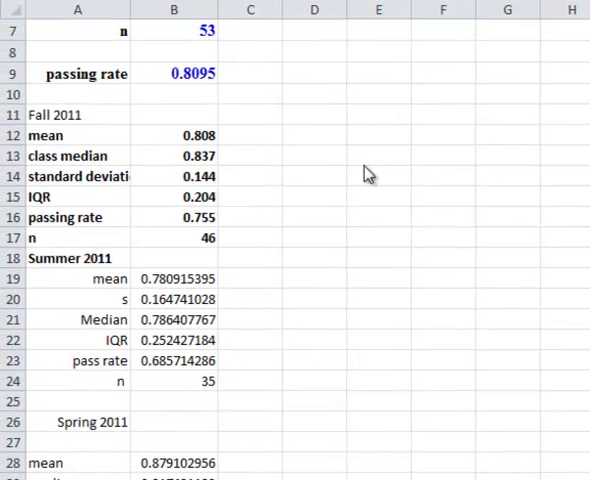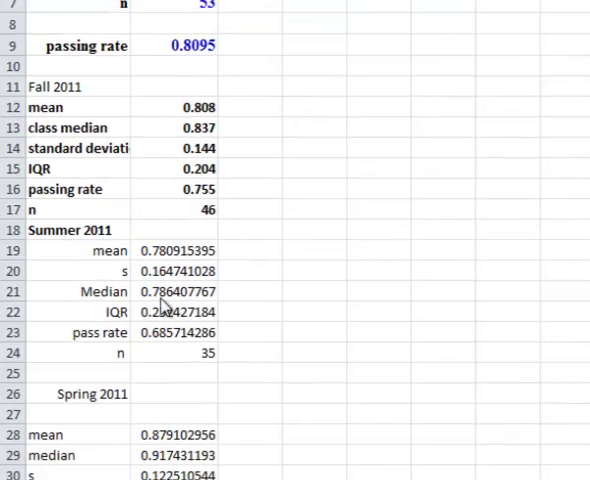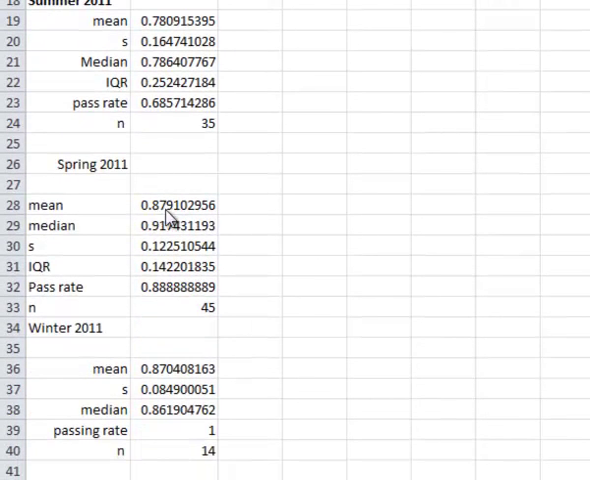What about other terms? Well, again, there's the fall value. Here's summer. This sample average there was 78%. What about spring 2011? The sample mean was 87.9. What about winter 2011? Again, the sample average here was 87%. How unusual are any of these values?